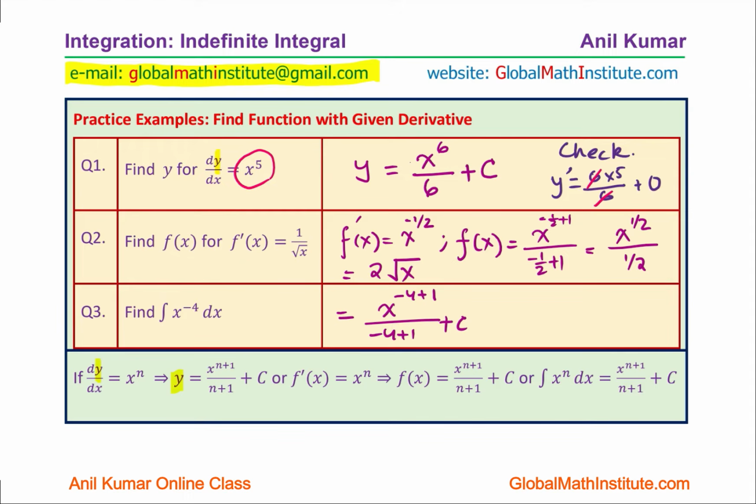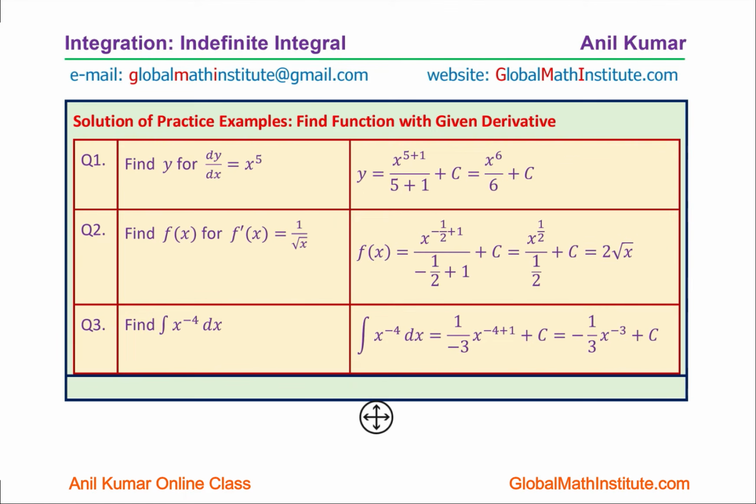So don't forget to write c. Let me add c in the previous case also, right? Okay. Fine. So now, what do we get? We get x to the power of minus 3 over minus 3 plus c, and that clearly is negative 1 over 3x cubed, right? So that is how we are going to find the solution of these 3 questions. So let's move on. Here are the solutions neatly typed out for you. You can have a good look at it. Perfect.